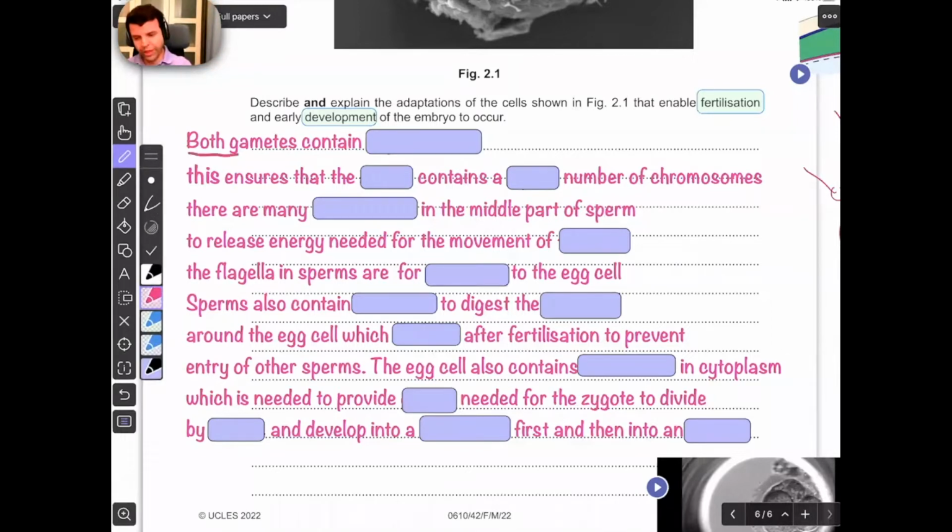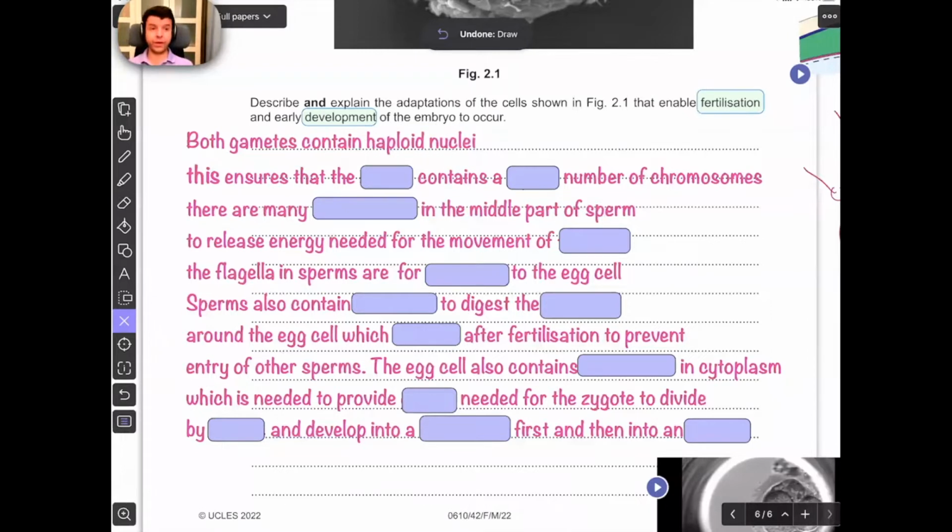It says both gametes contain nuclei, they're haploid. And being haploid means what? It will ensure that the fertilized egg, you know what we call that fertilized egg? We call it the zygote. Zygote contains the diploid number, right? The full number of chromosomes, okay? So that's the first one.